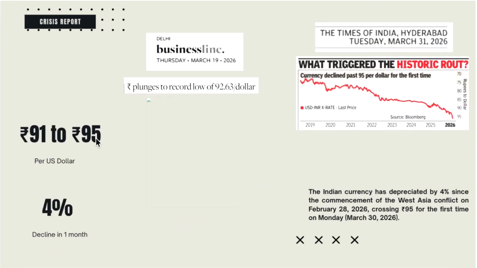Moving on to the second part of the video, wherein we use the demand and supply graphs to further understand the concept of rupee depreciation. When the war had begun on 28 February 2026, the rupee-dollar exchange rate was hovering around 91 rupees per dollar. However, post-war breakout, it reached a low of 95 rupees per dollar as on March 30th, 2026. So we can see that there has been a 4% decline in the rupee post the West Asian war crisis.